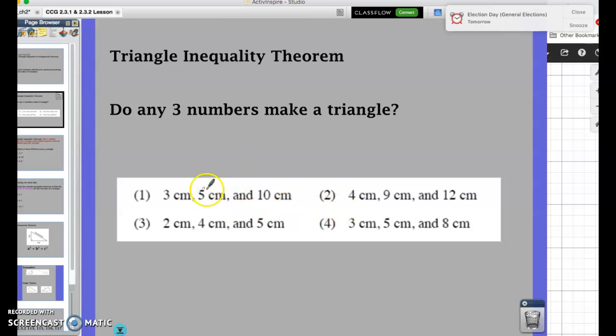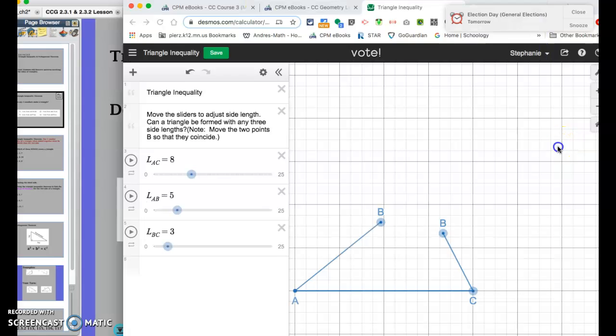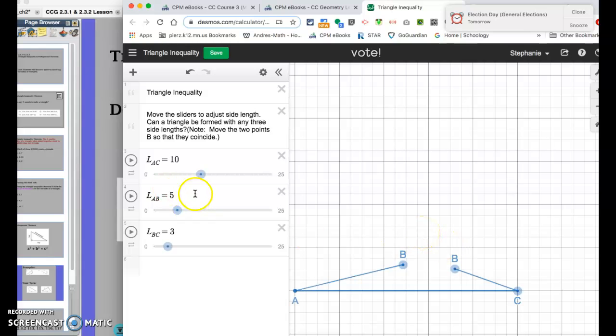So what we're going to look at first is these three examples. Do these three examples, or four examples, sorry, make the sides of a triangle? Okay, so I'm going to go over here. I'm going to start with 10, 3, and 5. Now if I look, no matter what I do, no matter how close I try to get them, my sides, my B, will never match each other. So 10, 3, and 5 don't make a triangle.